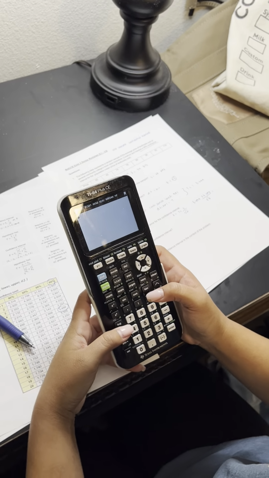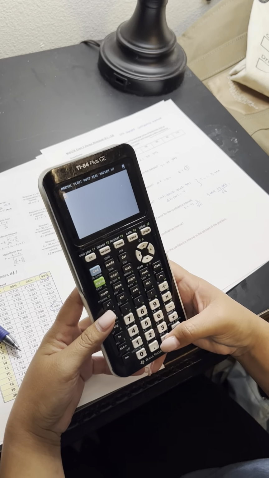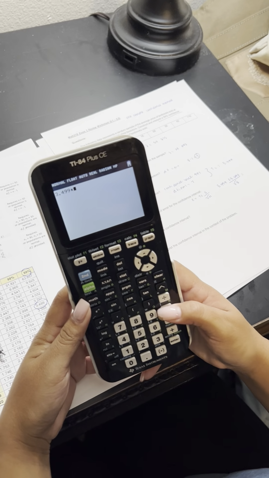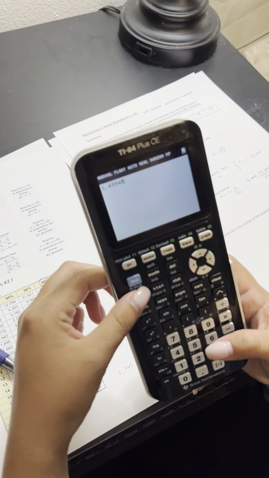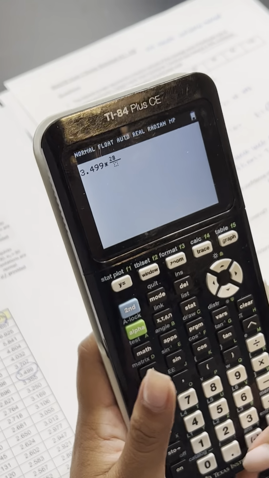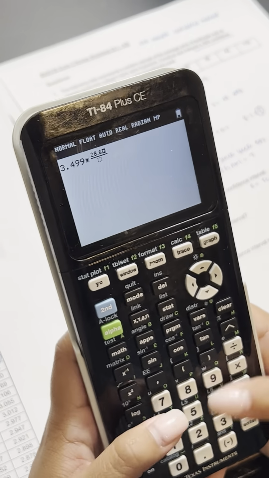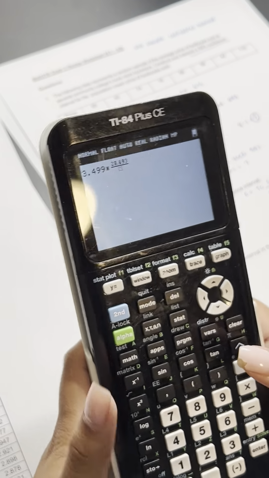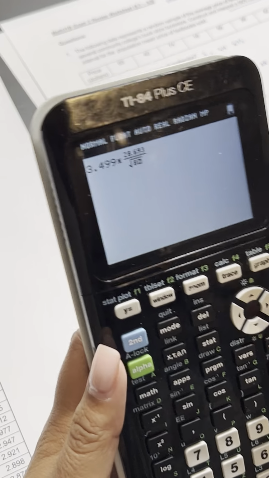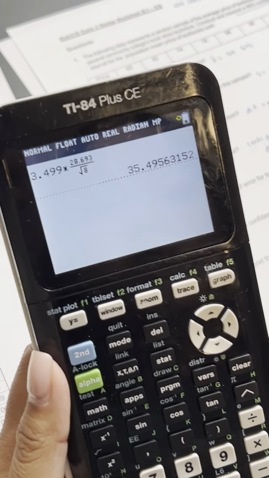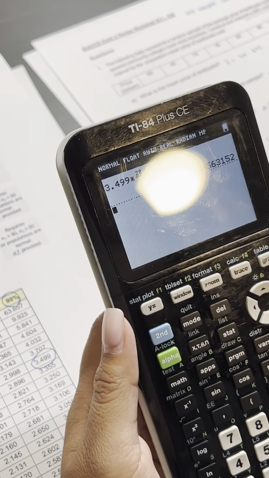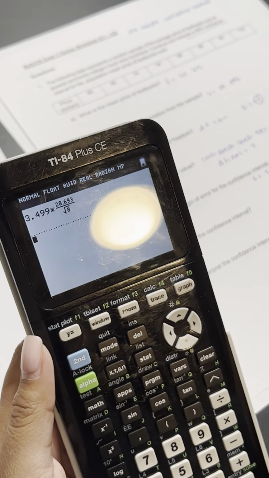First, we want to clear out this. So we're going to do 3.499 times, we're going to do alpha y, 28.693 over the square root of 8. Enter, and that is how we get our margin of error. It's going to be 35.496.